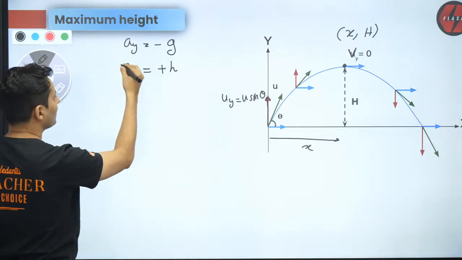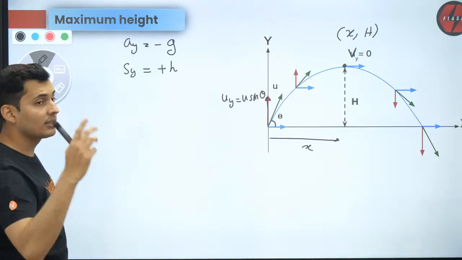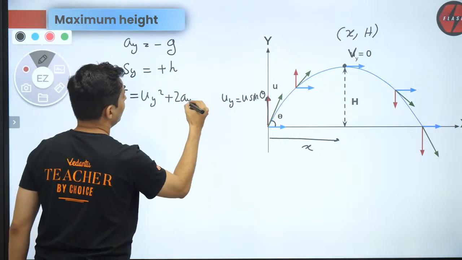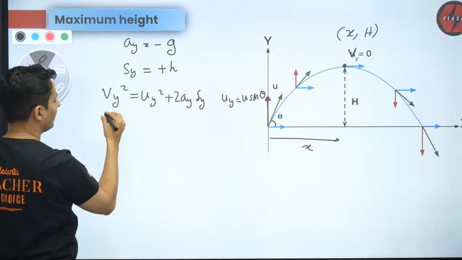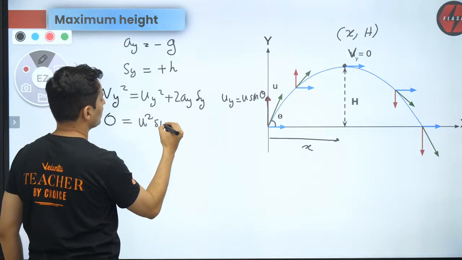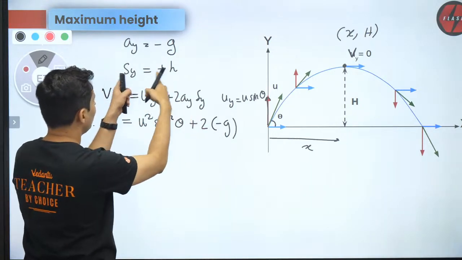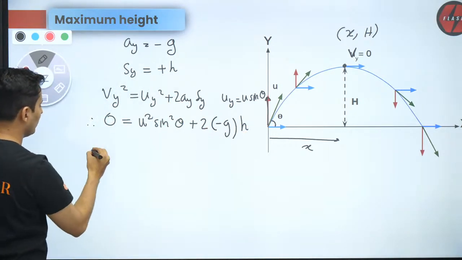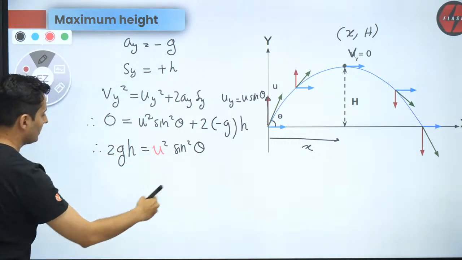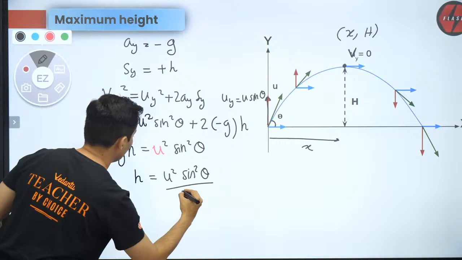Now, just substitute Sy. Which equation do I use? I think I'll use the third equation. Yes, Vy square is Uy square plus 2ay Sy. What is Vy? We just saw that it is zero at the topmost point. Uy is u sine theta, but I have to square it. So u square sine square theta plus 2ay. What is ay? It's minus g. And what is sy? Well, it is h. So bring this over here. So it will become 2gh is equal to u square sine square theta. And just rearrange this equation.